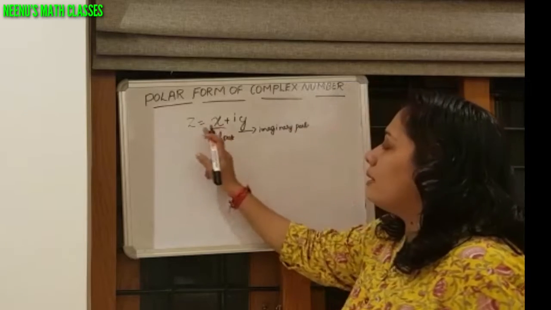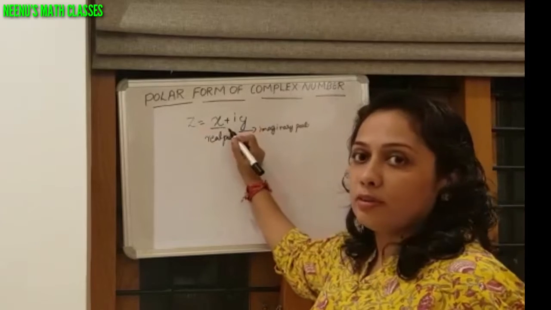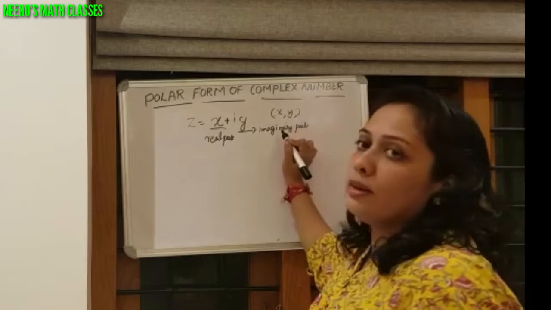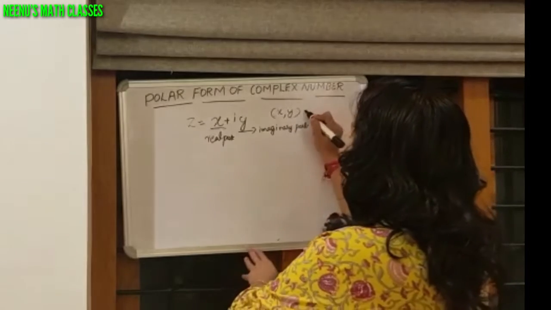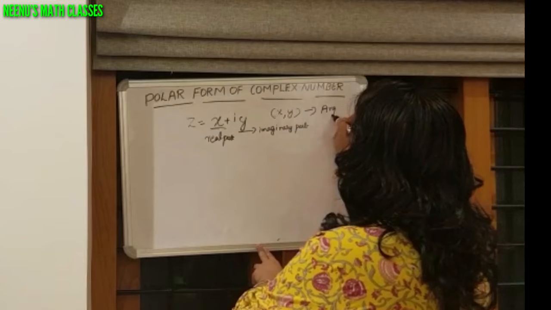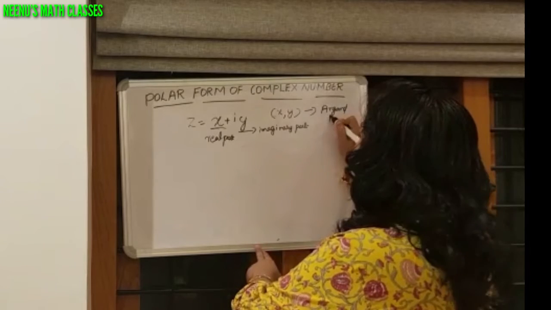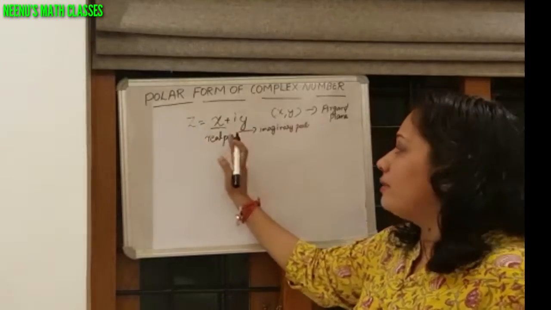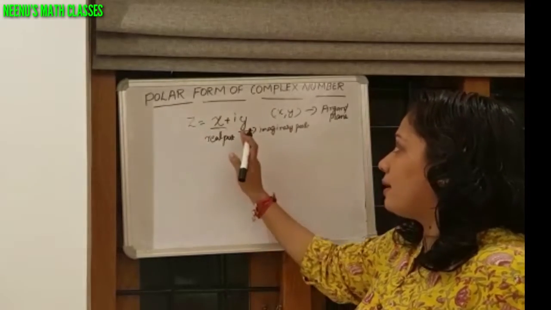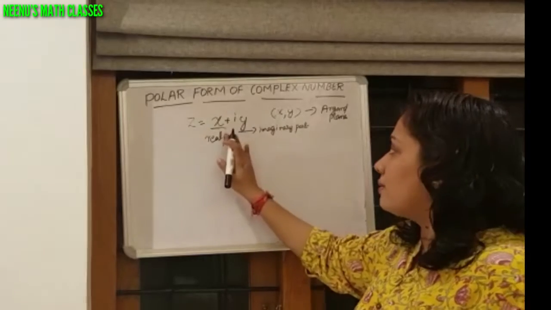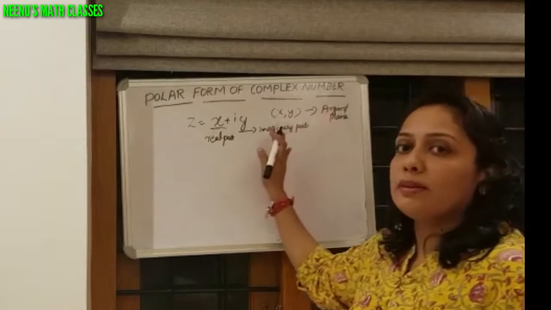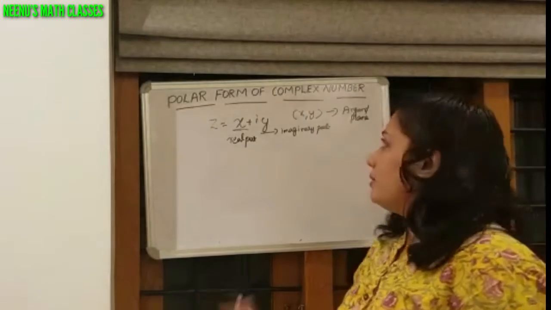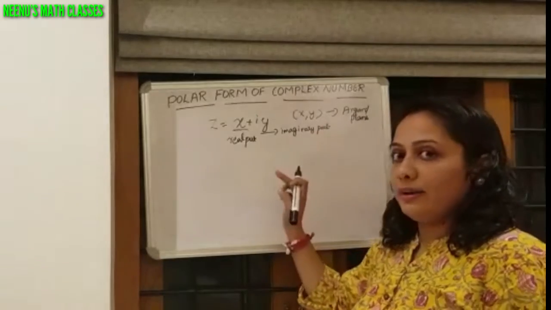We want to represent these coordinates. What are the coordinates of this complex number? x comma y, in an Argand plane, not in the Cartesian plane, in the Argand plane. Consider a complex number x plus iota y, where x is the real part and y is the imaginary part. The coordinates of this complex number are x comma y. We want to represent this in an Argand plane. So let's plot the coordinate x, y in the Argand plane.